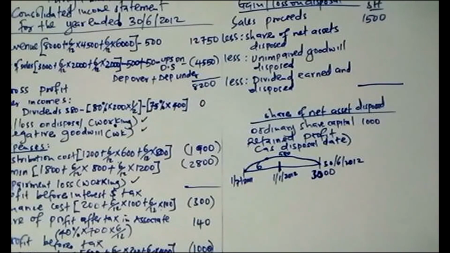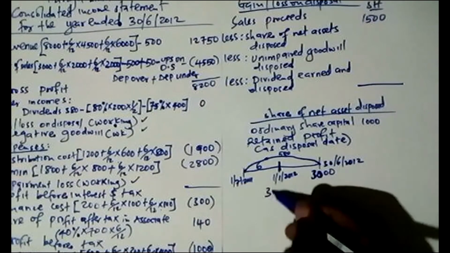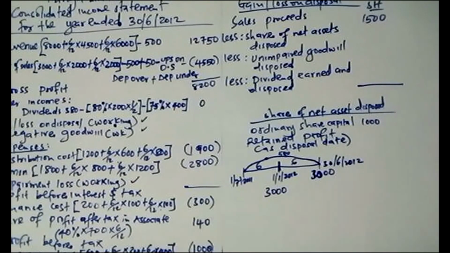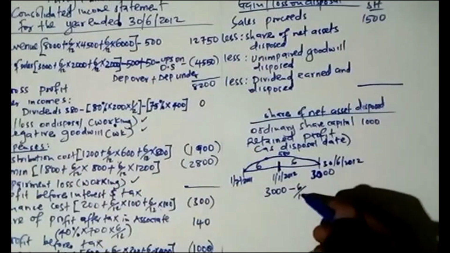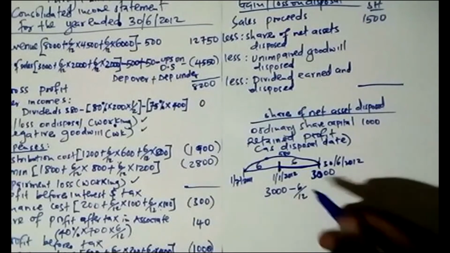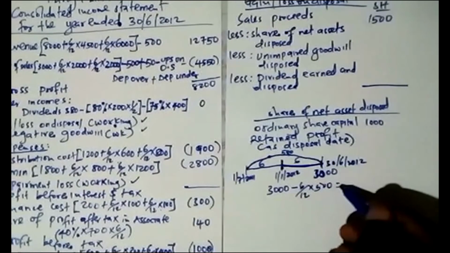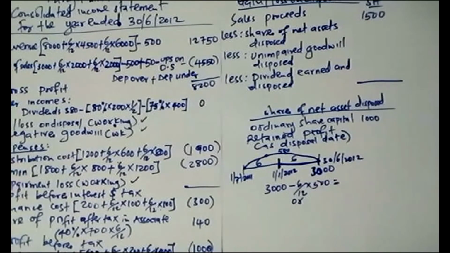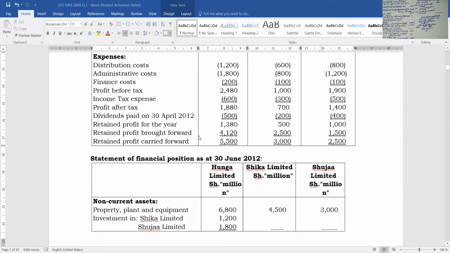So in order to get for the first 6 months, obviously I will take the 3,000. Remember again, the last period is 6 months, so I will subtract the last 6 months. I will apportion the 500. Or I can see again we were given brought forward. If you go to your income statement, there was a retained profit brought forward of 2,500.